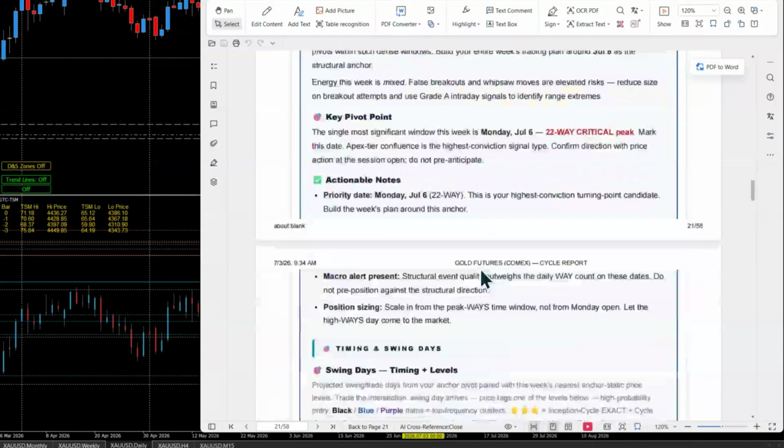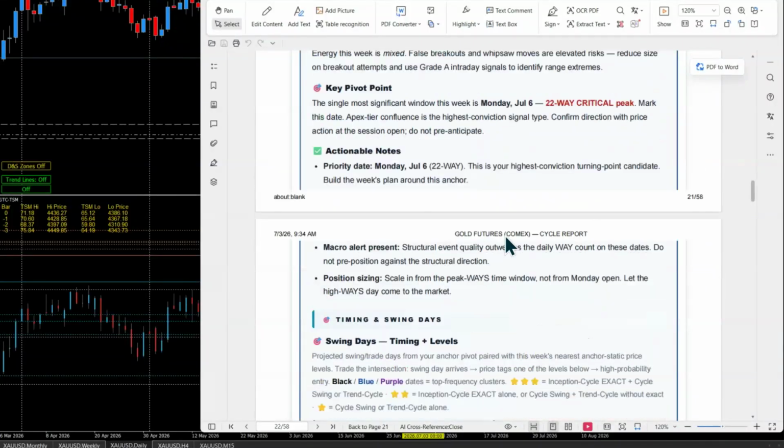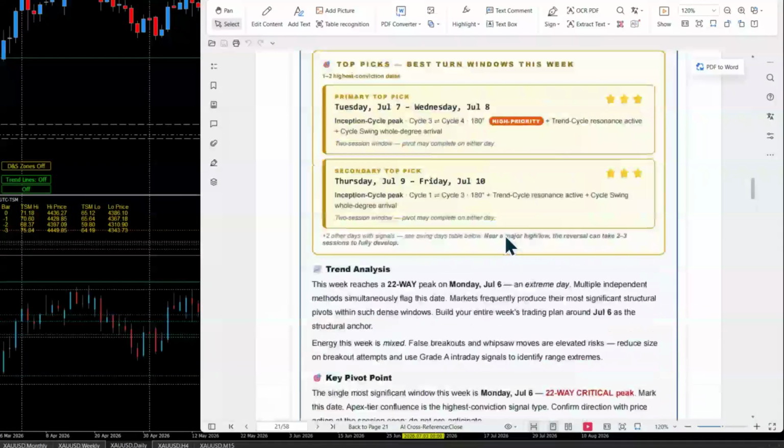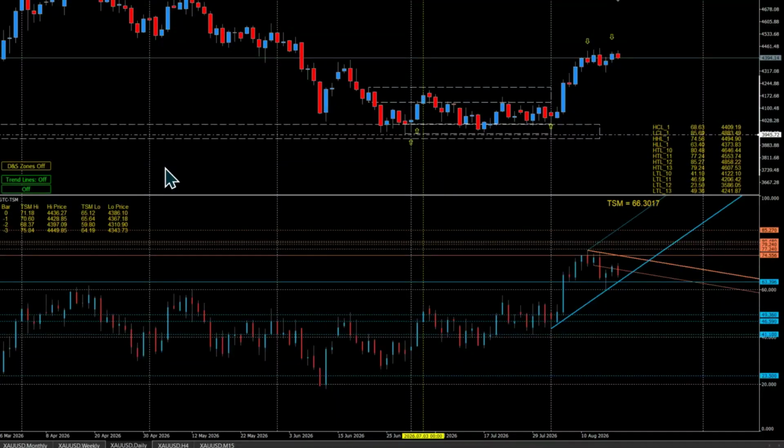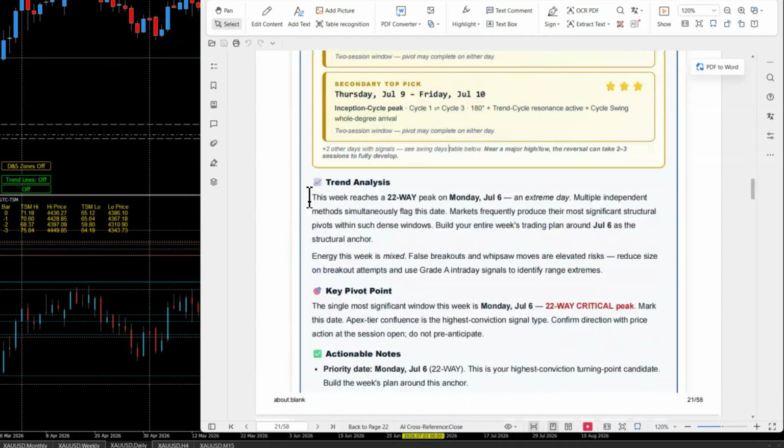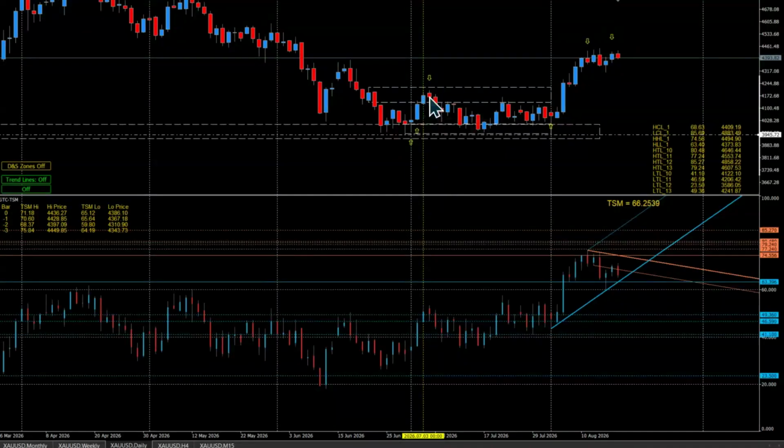So how to decide with something like that? Well, obviously, if this is going to be a high priority week, I better keep my eyes open. Knowing this is also good information, because you know something's going to be happening. This is Friday. The first thing is Monday. Remember what it wrote for Monday, our highest conviction date. Already knowing that is important. This week reaches a 22-way peak on Monday, July the 6th. An extreme day. Multiple independent methods simultaneously flag this date. So that day is important.